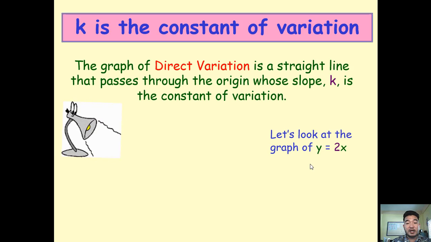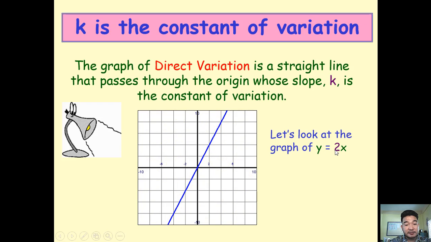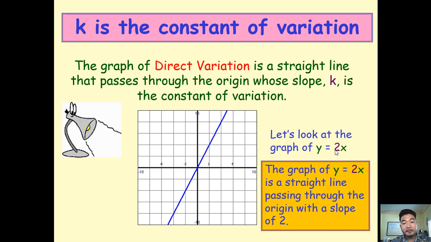Let's look at the graph of y equals 2x here. And 2 is the constant of variation in this linear equation. As you can see, we have here a graph which passes through the origin, at ang slope niya ay yung constant of variation, which is 2. So this is an example of the graph of a direct variation. The graph of y equals 2x is a straight line passing through the origin with a slope of 2.